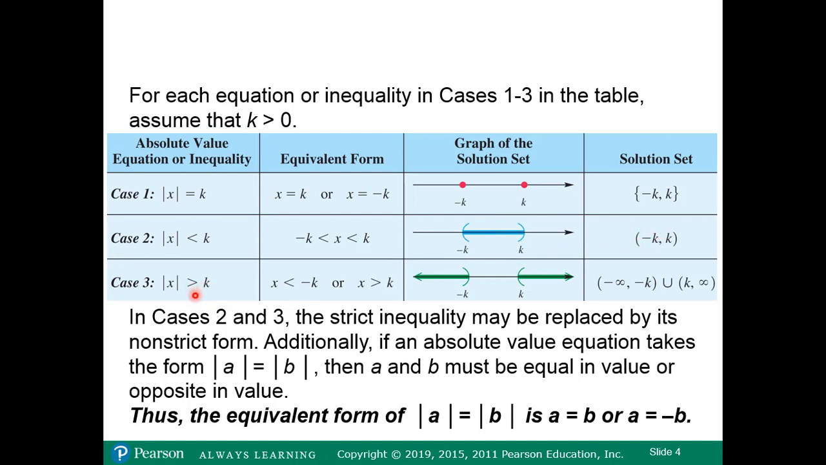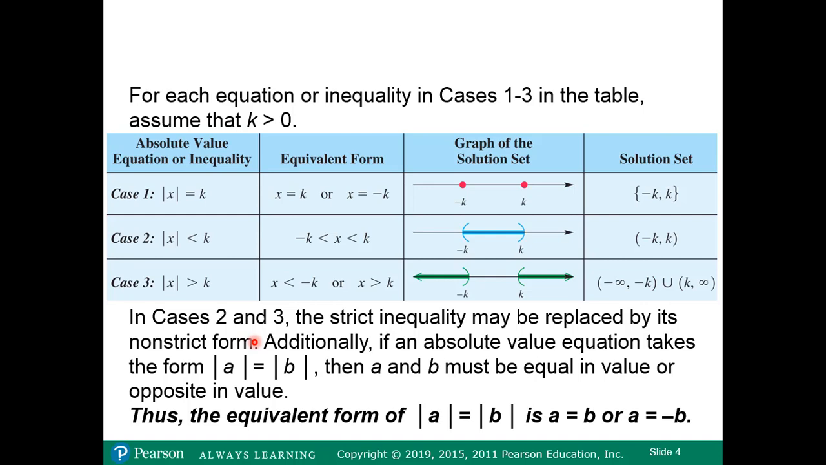Now, if the absolute value of x is greater than k, that means we're saying it's either greater than k or less than -k. And so now we get this graph. Basically it's everything else except for the middle. So up here it's just the middle when it's less than. When it's greater than, then it's everything except for the middle. We can also write it using interval notation, so make sure you familiarize yourself. In cases 2 and 3, the strict inequality can also be replaced by the non-strict form, and you get similar results.